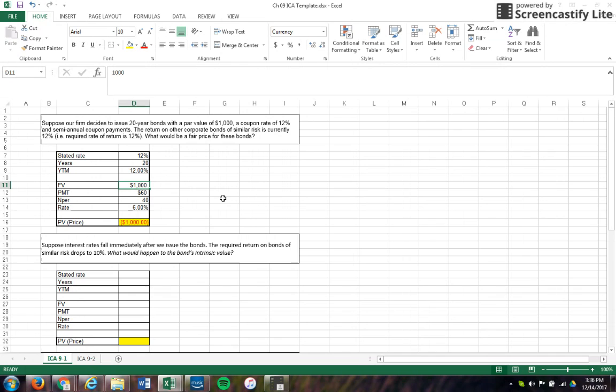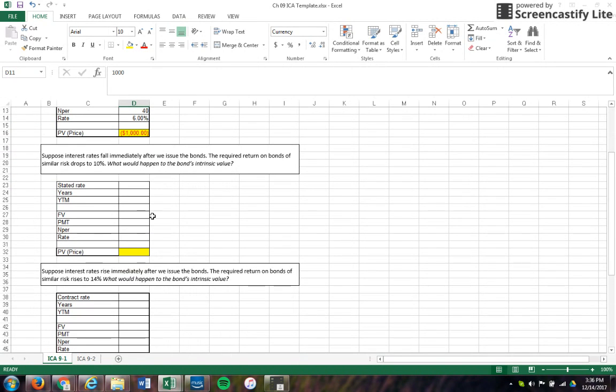But what happens when market rates change, which they do constantly? So let's look at the second problem. Suppose the interest rates fall immediately after we issue the bonds. The required return on bonds of similar risk, let's say the required return, which is the market rate, drops to 10%. What would happen to the bond's intrinsic value? Those are just fancy terms for what would happen to the market price of the bond in the marketplace.